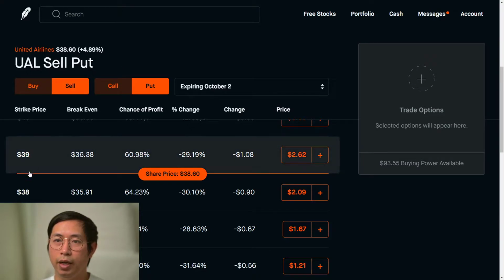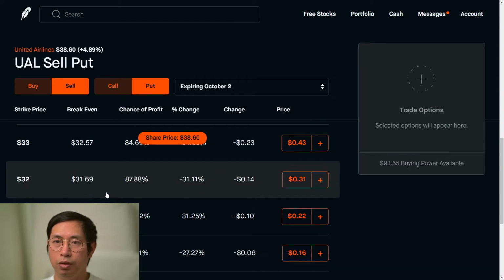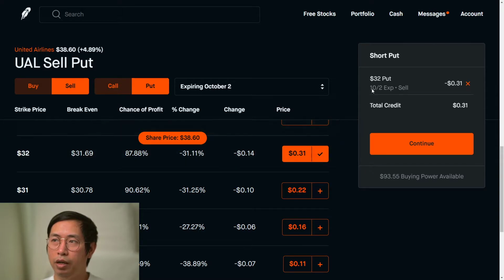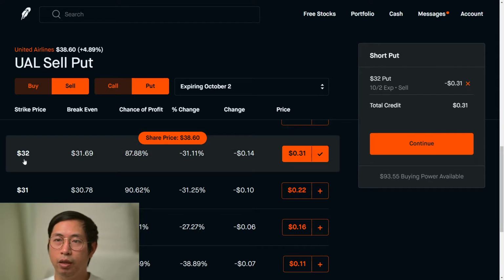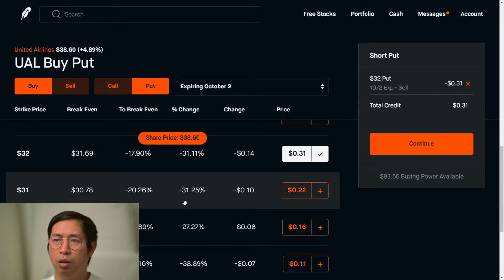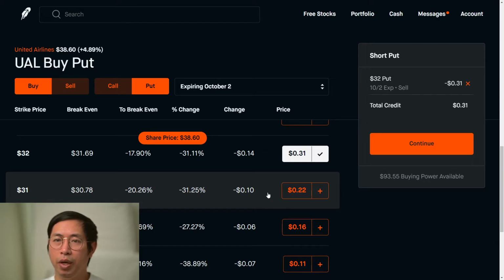First of all, we want to sell the $32 put. Right? So Robinhood says here, short put. So we're selling the $32 put because we think United Airlines is going to stay above $32. Next, you want to buy a put at a lower strike price. So anywhere 31, 30, 29. I'm just going to pick 31.